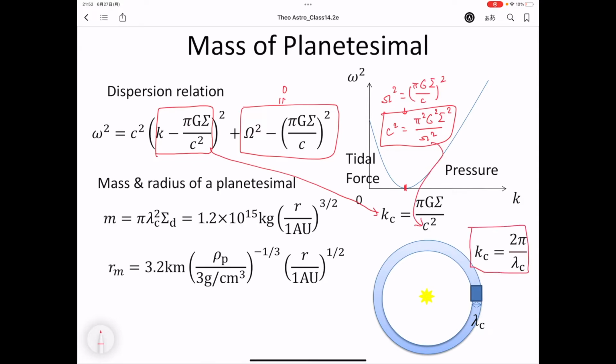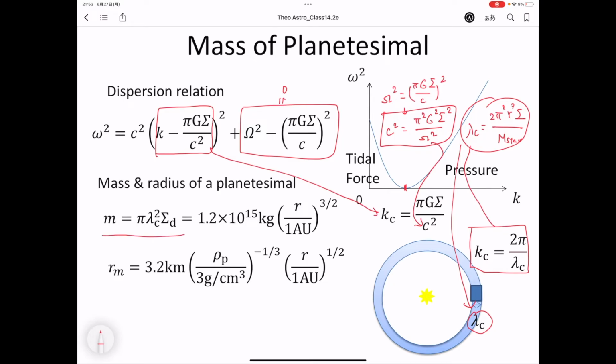The wave number k is related to 2 pi over lambda sub c. Lambda sub c can be calculated as 2 pi squared r cubed sigma over M sub star. Then for the most unstable mode, the width of the rings can be calculated. Lambda sub c is given by this equation. Then the mass of the formed planetesimals can be estimated.